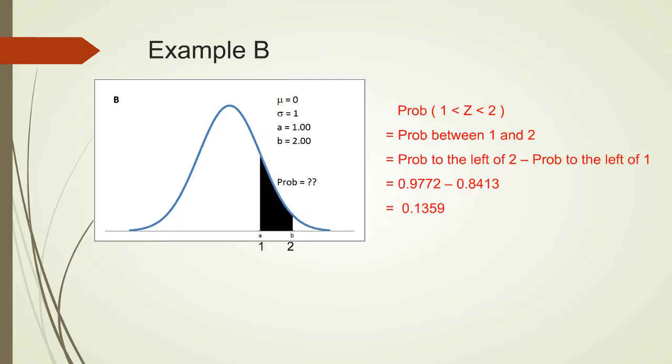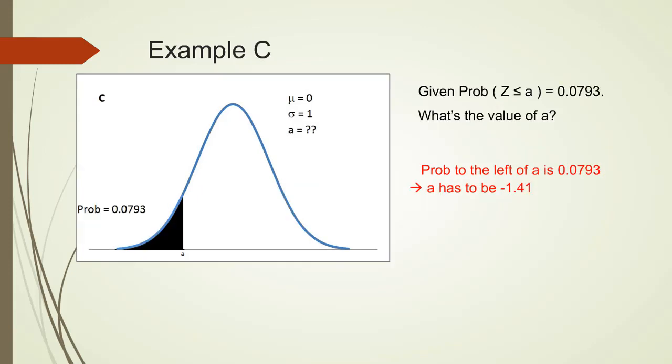Example B looks for the probability between 1 and 2. The region between 1 and 2 is actually the difference between the area to the left of 2 and the area to the left of 1. The area to the left of 2 from the z-table is 0.9772, and that to the left of 1 is 0.8413. Their difference is the area between 1 and 2.